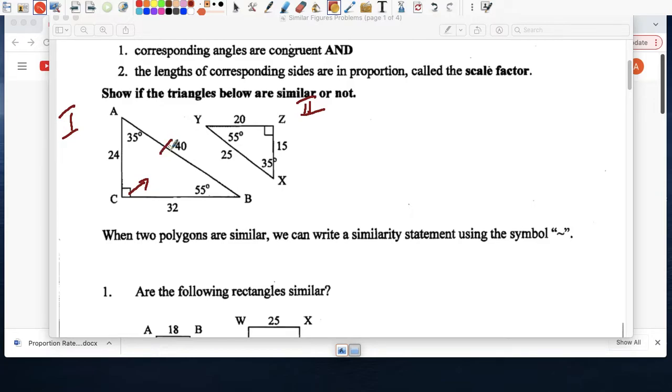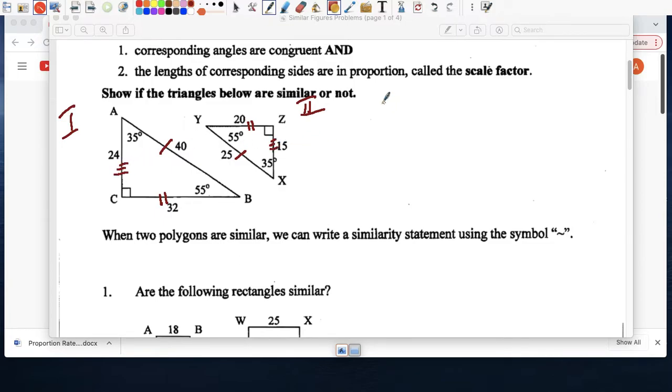So this side corresponds to the side on the smaller triangle that's also opposite the 90-degree angle, which is this one. So I'll put a line like that. Right, so just to tell you that those two correspond to each other. The side opposite 35 is 32. The side opposite 35 degrees is 20. So those two correspond, and obviously the last ones correspond to each other as well.